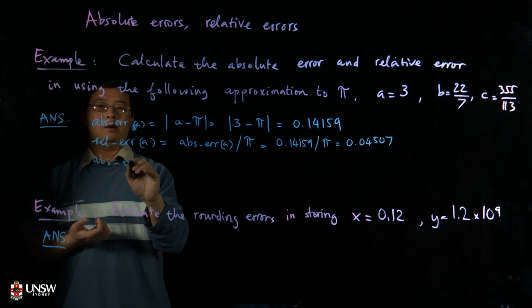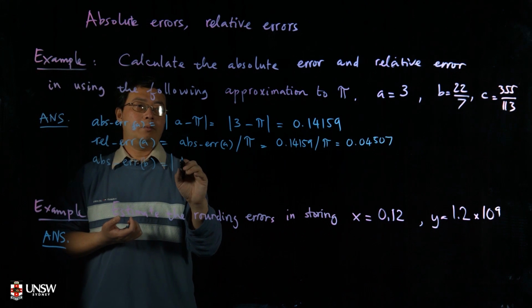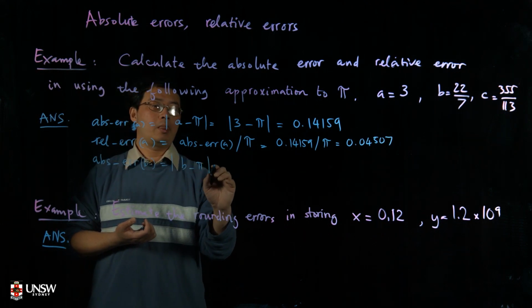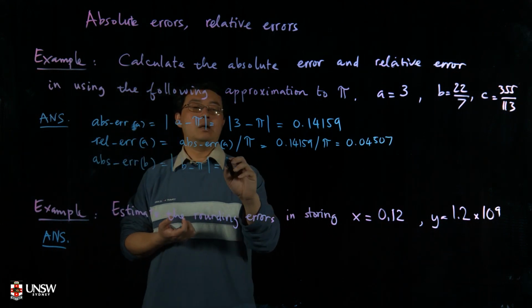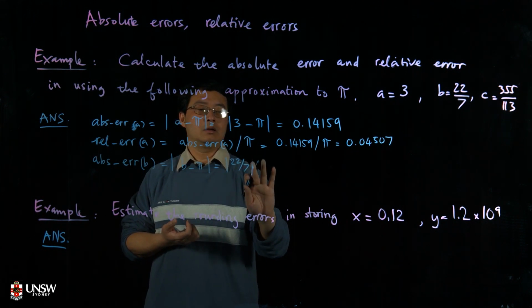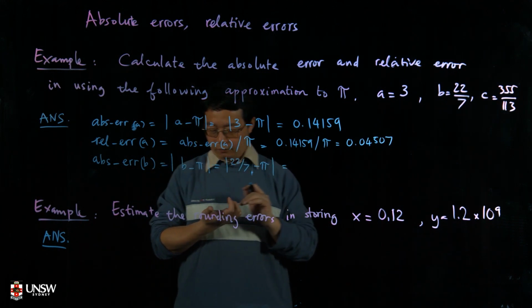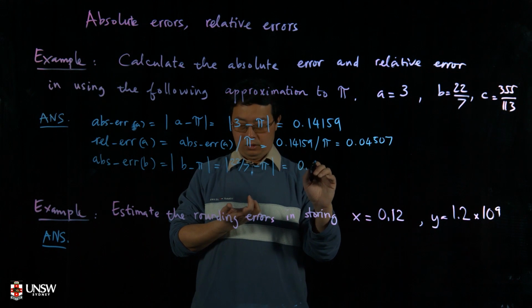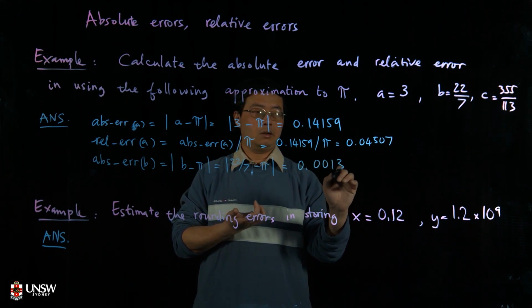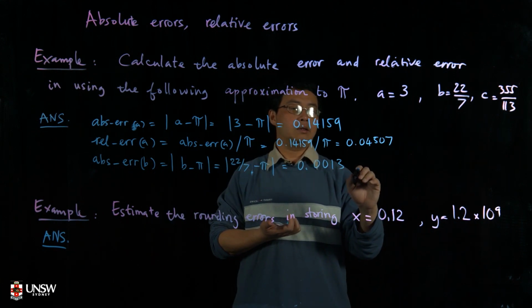Similarly, now if I have a better approximation, so I use b to approximate pi, the absolute error of b will be the absolute value of b minus pi. So I plug in b is 22/7, then minus pi. Then I will have 0.0013.